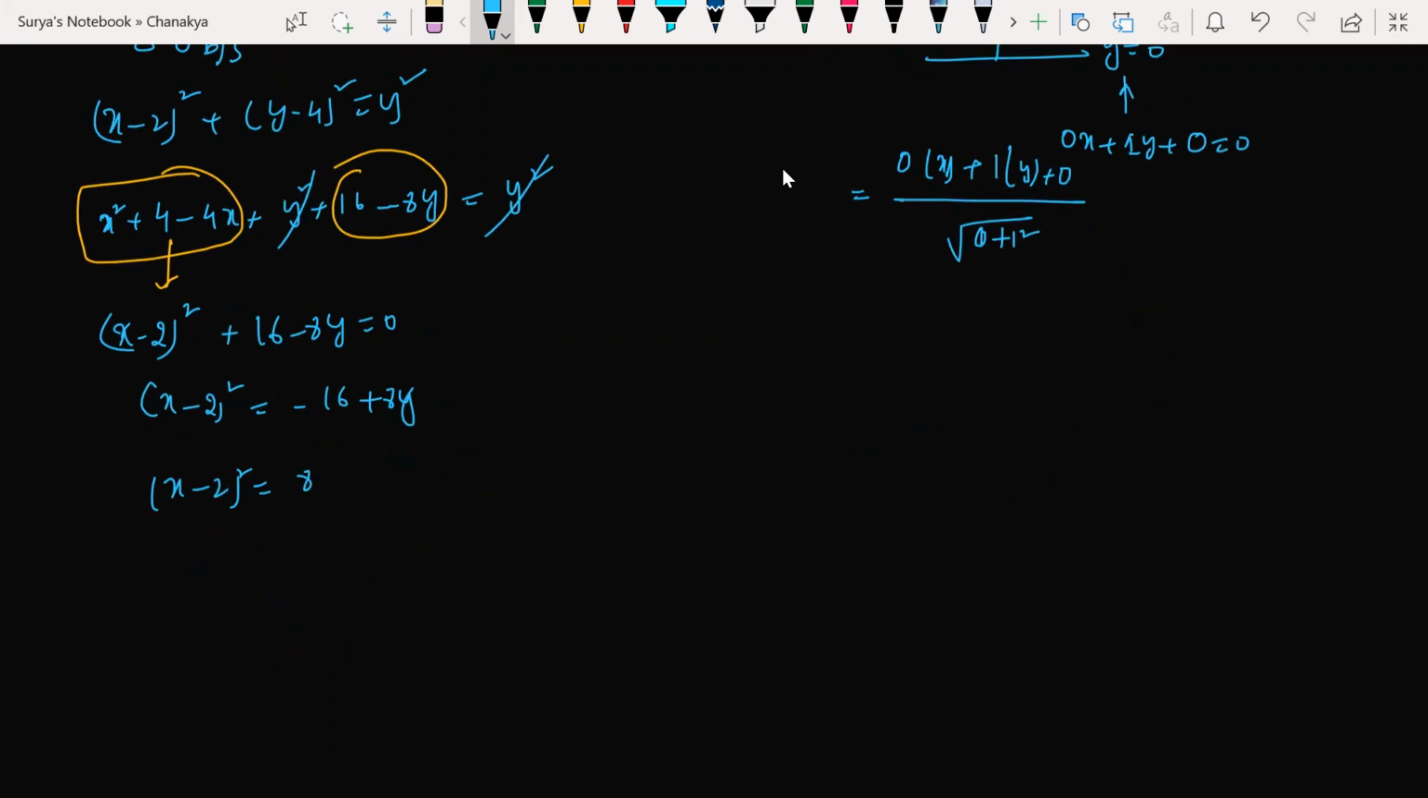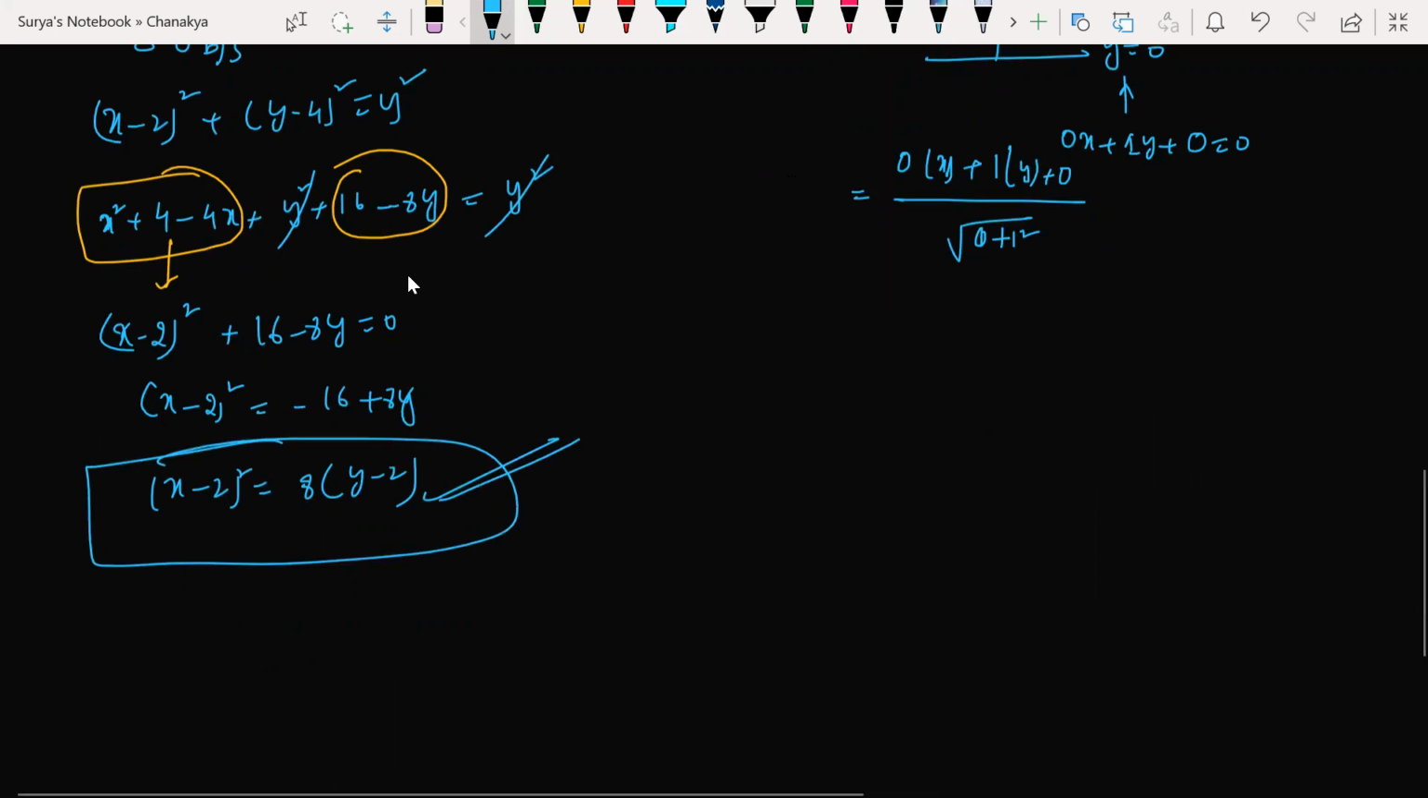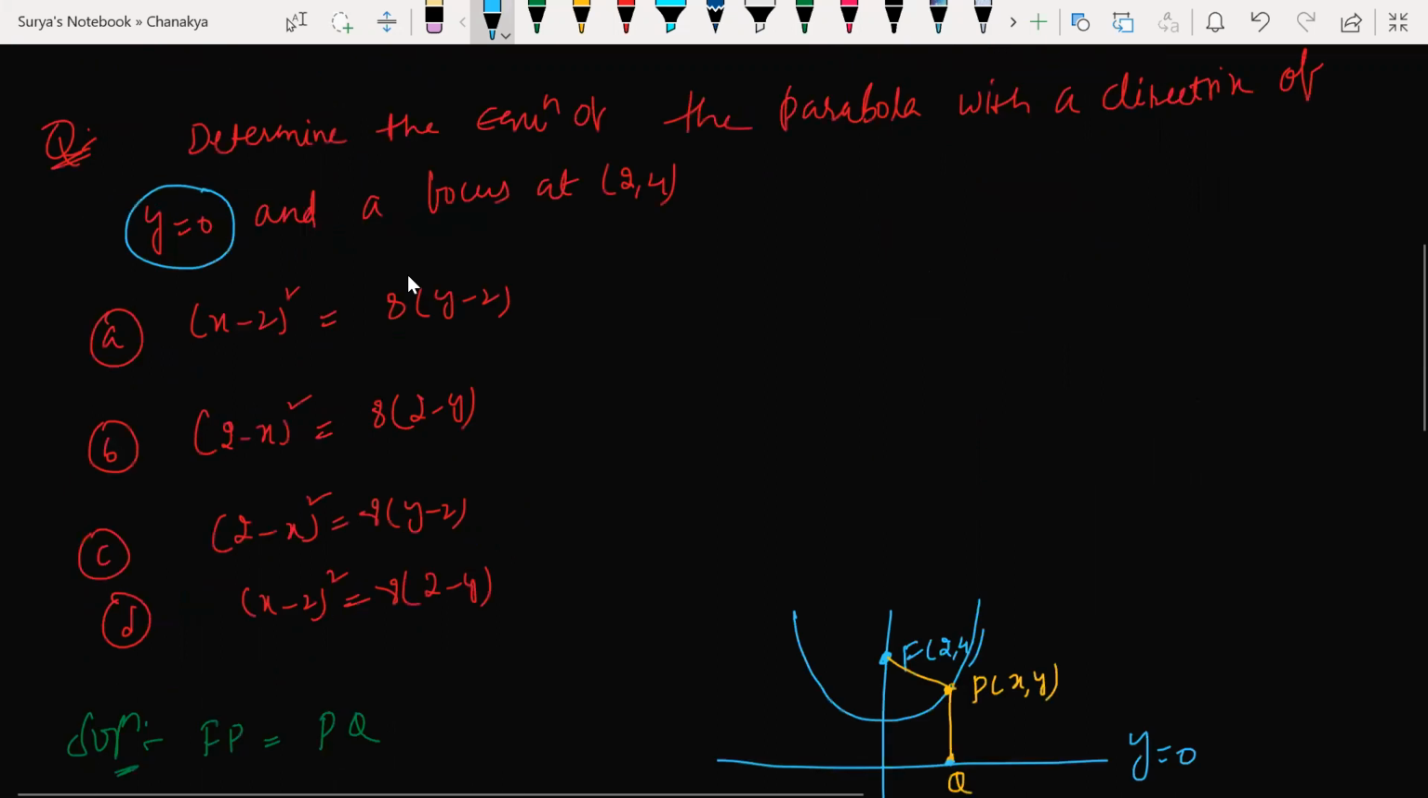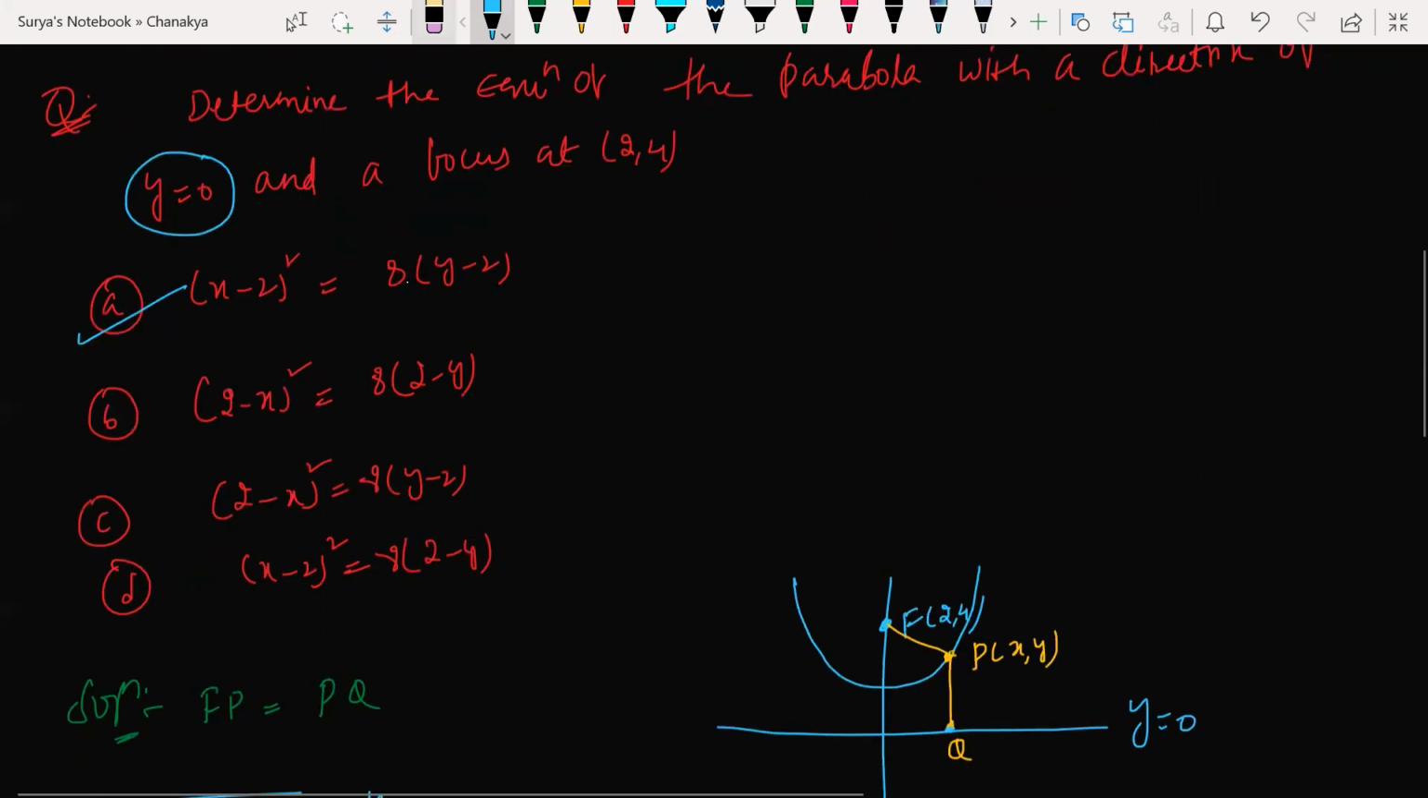Can I take 8y common? If I take 8 common, what would I remain with? y minus 2. Am I correct? This is my equation. Look at this. Which option is going to come correct? x minus 2 whole square is equal to 8 of y minus 2. Option A is going to be correct. Any doubt, beta? People, any doubts here?